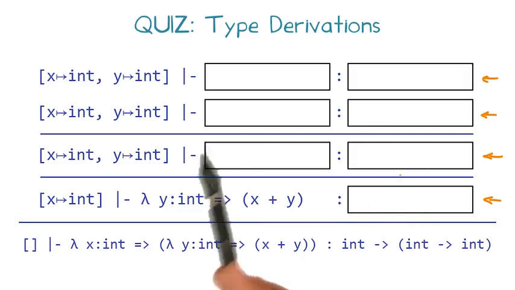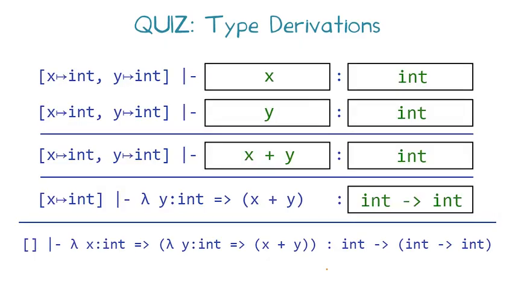Complete the type derivation by filling in each of the 7 blanks with appropriate expressions and types. If you need them as a reference, the 5 typing schemas for this language are shown in the instructor notes. Let's again work from the bottom up.